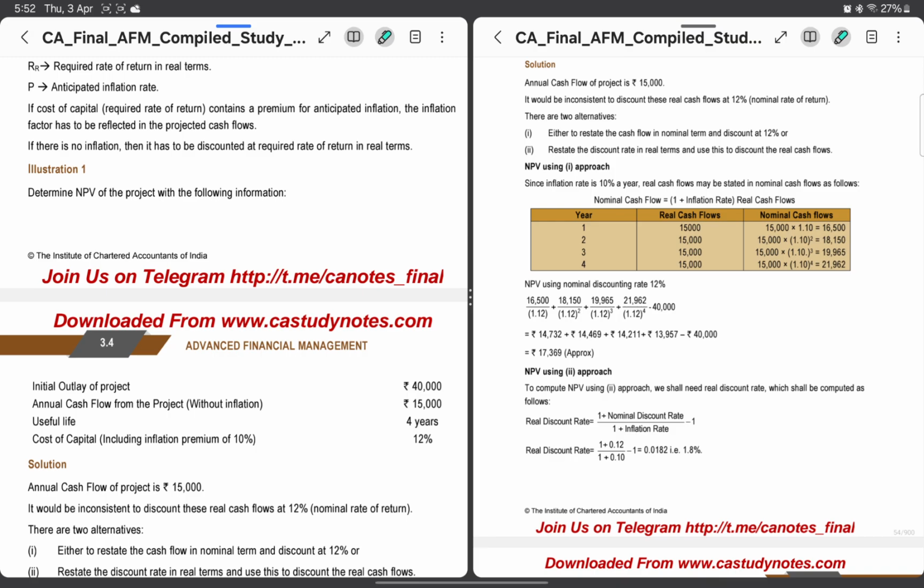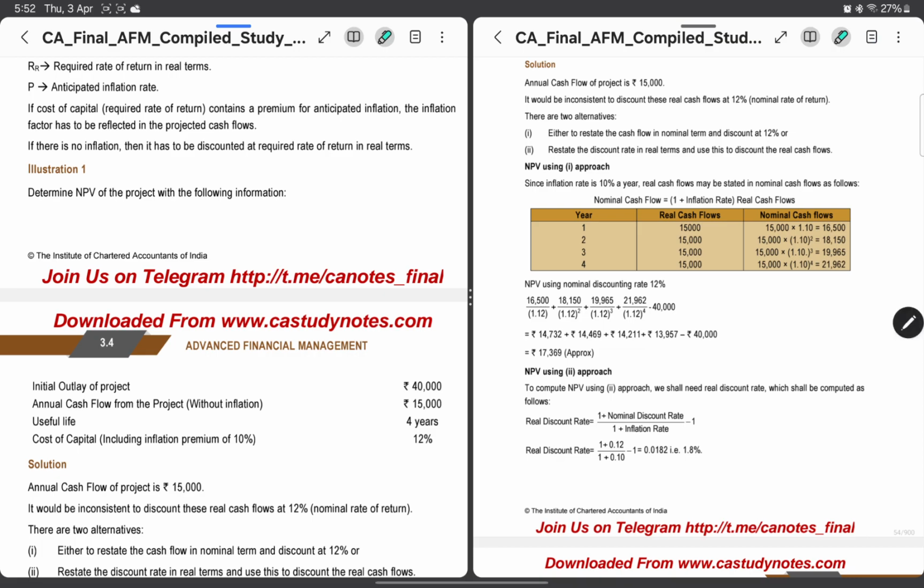In this question, illustration 1, the initial outflow of the project is 40,000, which signifies we have to invest 40,000 in that project, and annual cash flows from the project without inflation is 15,000. They've given direct cash flows. In some questions they'll give revenue and cost separately. In those cases, they'll also give a tax percentage, so we have to see the savings on tax on depreciation.